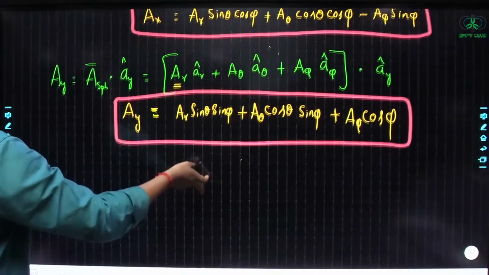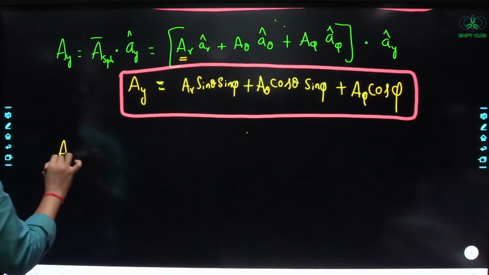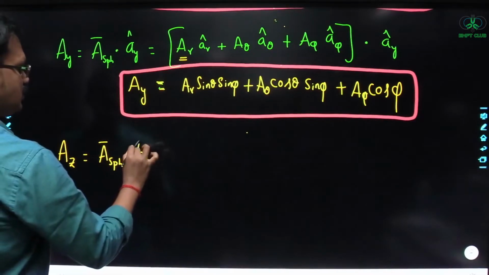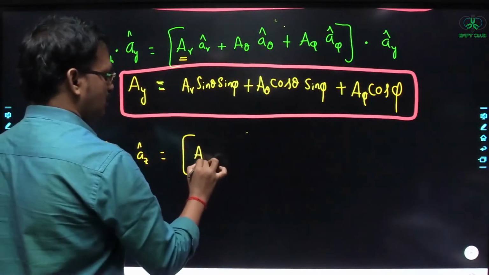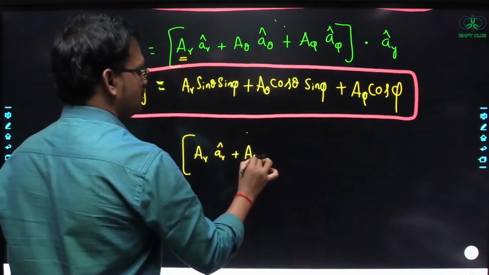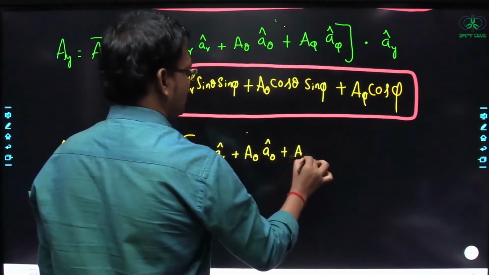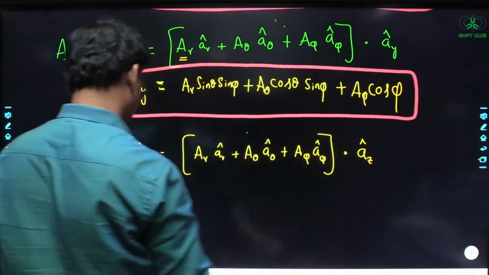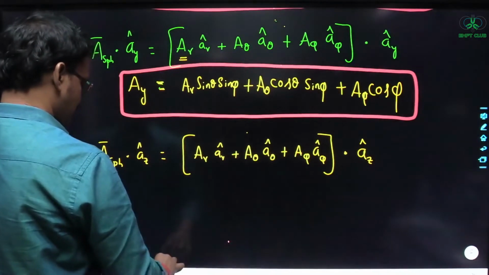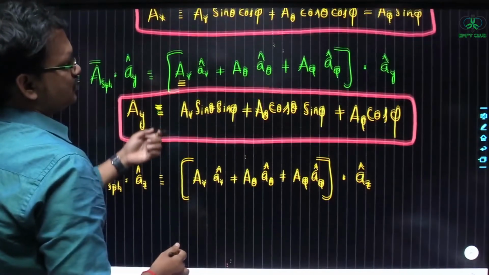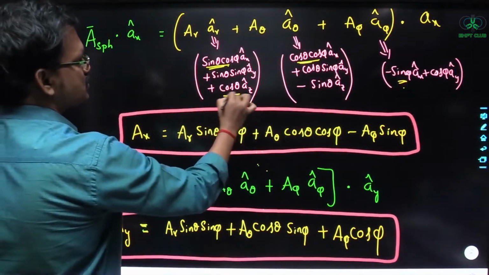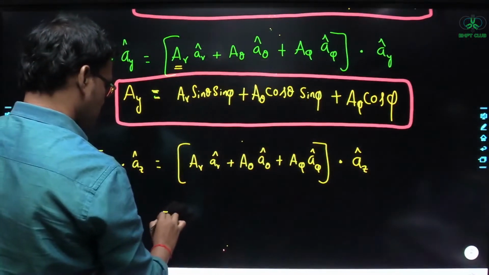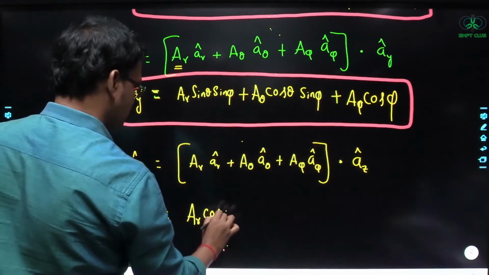Now similarly, if you want to determine the Z component, it is equal to A spherical dot AZ cap. So that is AR cap plus A theta cap plus A phi cap dot AZ cap. Now just multiply the Z components here. So here the Z component is cos theta. So AR cos theta AZ cap dot AZ cap, so you are going to get AR cos theta, right?